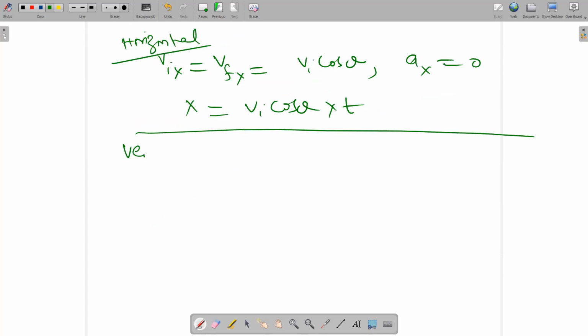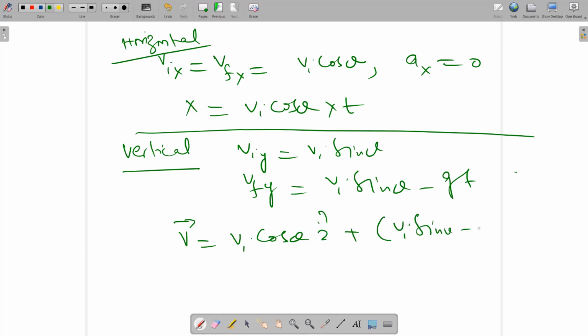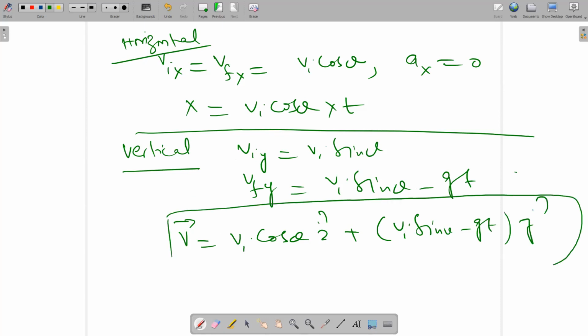Now for vertical, Viy is equal to Vi sine of theta. Vfy is equal to Vi sine of theta minus Gt. And the complete equation for V is Vi cos of theta into i plus Vi sine of theta minus Gt into j. So this is the complete equation for the velocity.